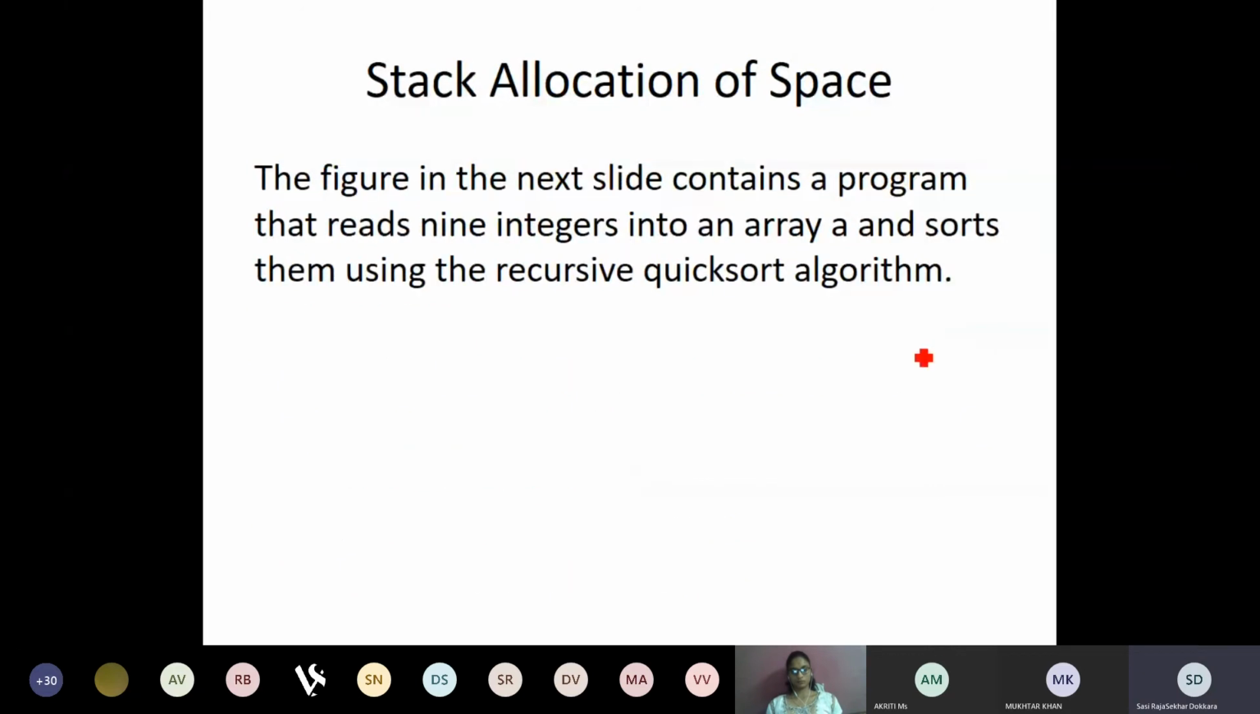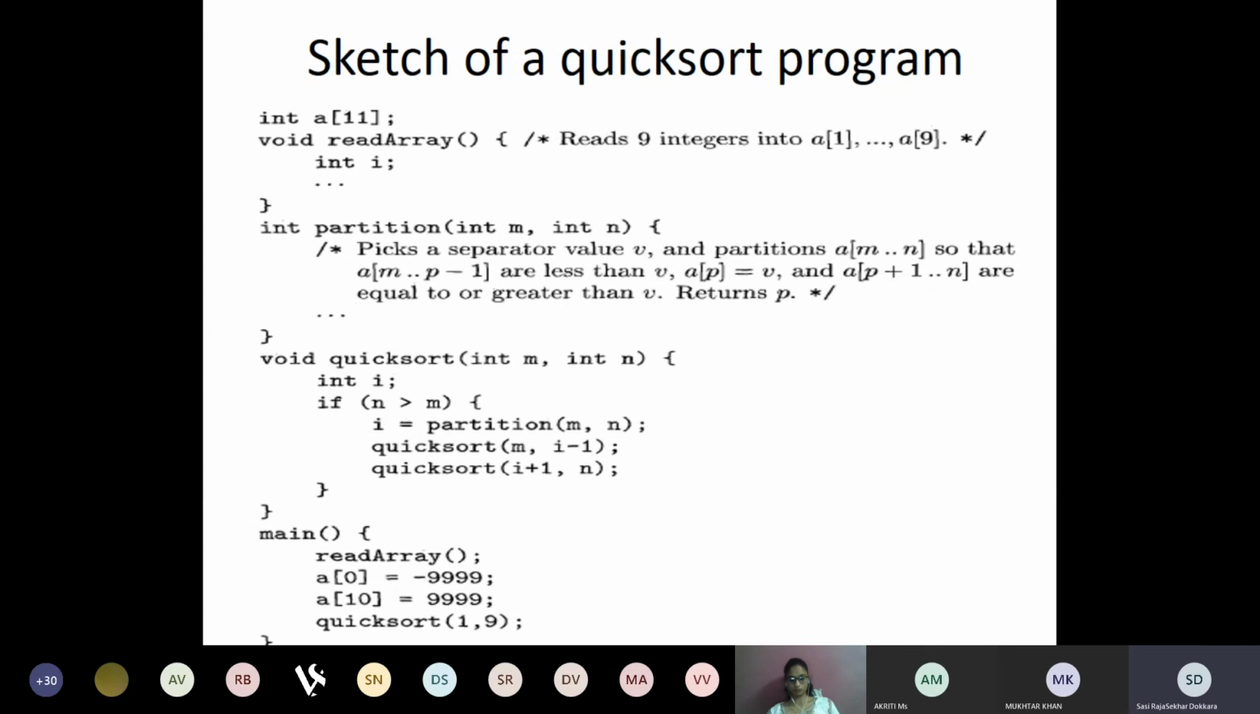Now let us look at an example. The example that we have in the following slide contains a program that reads 9 integers into an array and sorts them using the recursive quicksort algorithm. So we'll just look at the algorithm and then we'll come back. So this is the quicksort algorithm. I think most of you have some knowledge about this quicksort algorithm.